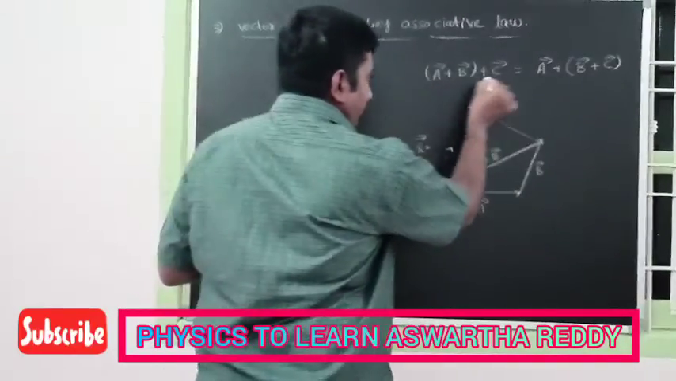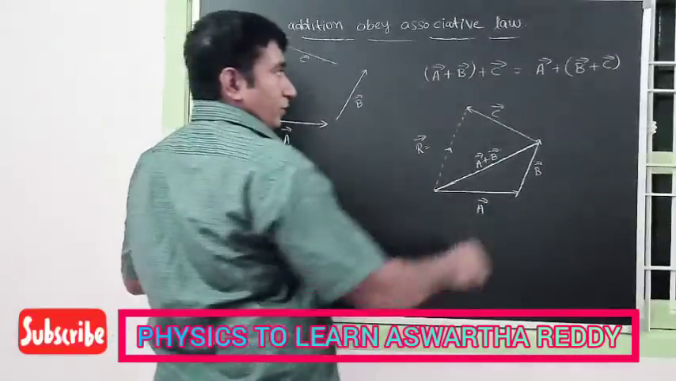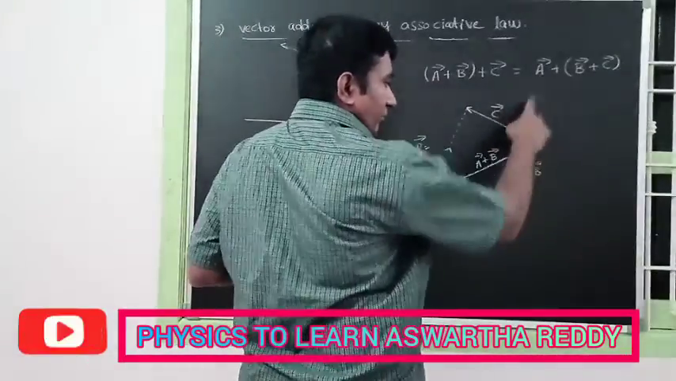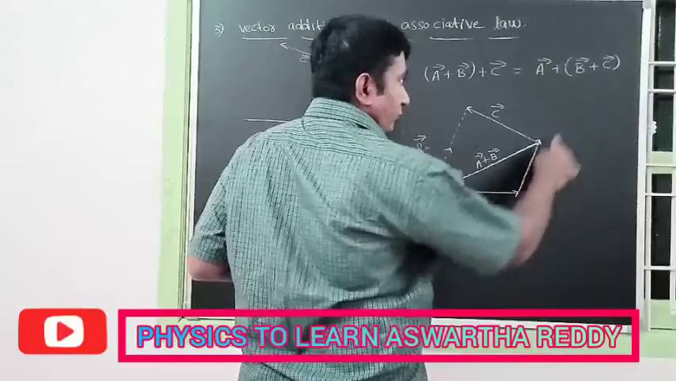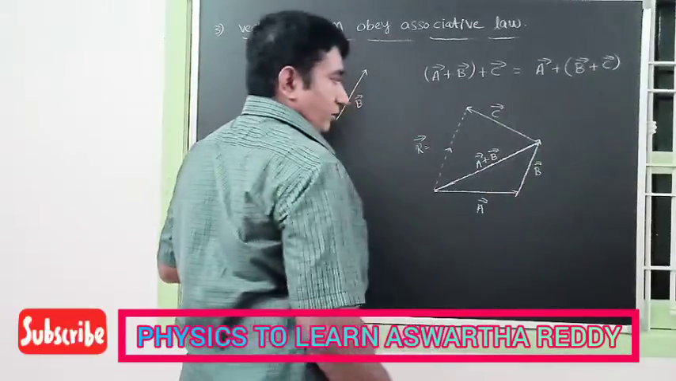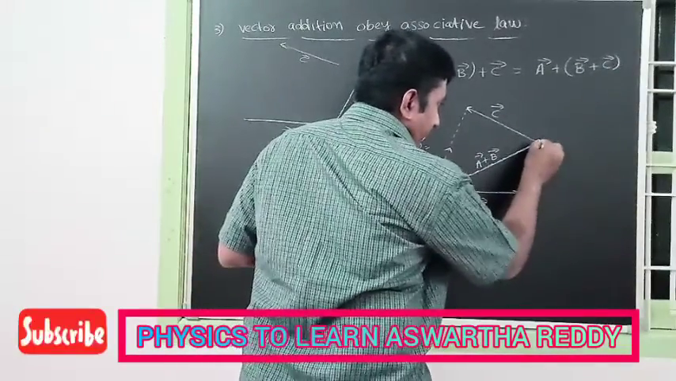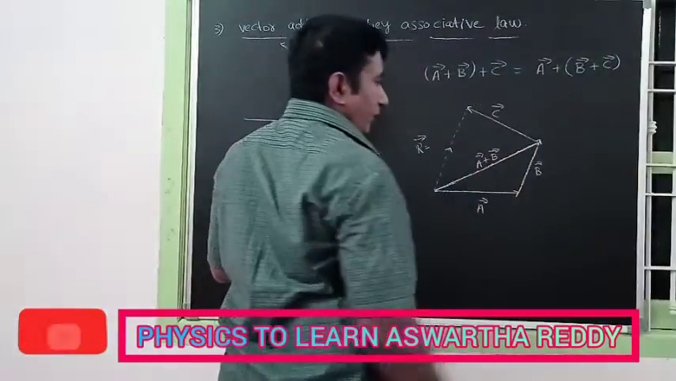Okay, we have been proved this. Now how to prove? First I have to take A vector. Now I have to join B vector plus C vector. So this is a tail, this is a head, this is a tail, this is a head.